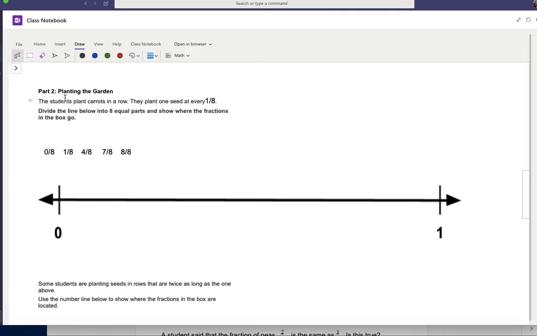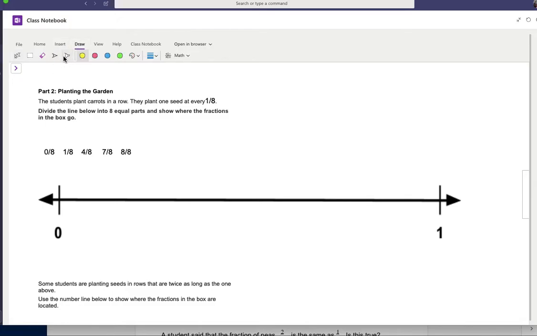That was part one. Part two says planting the garden. The students plant carrots in a row. They plant 1 seed every 1/8. Divide the line below into 8 equal parts and show where the fractions in the box go. So this is where I want you to use a drawing tool.